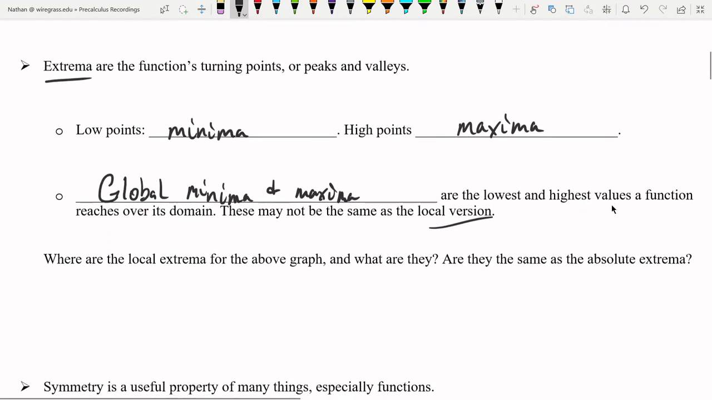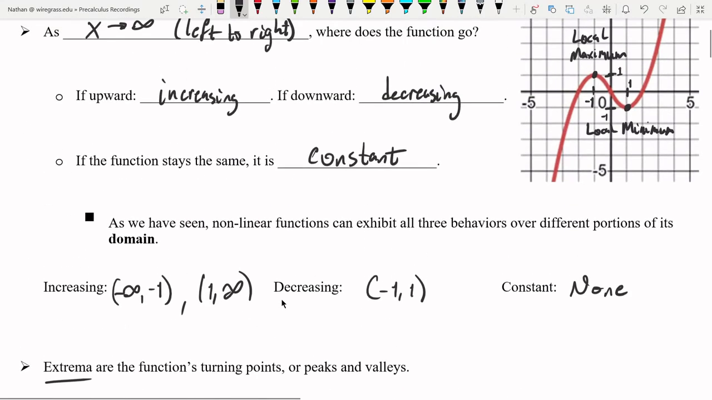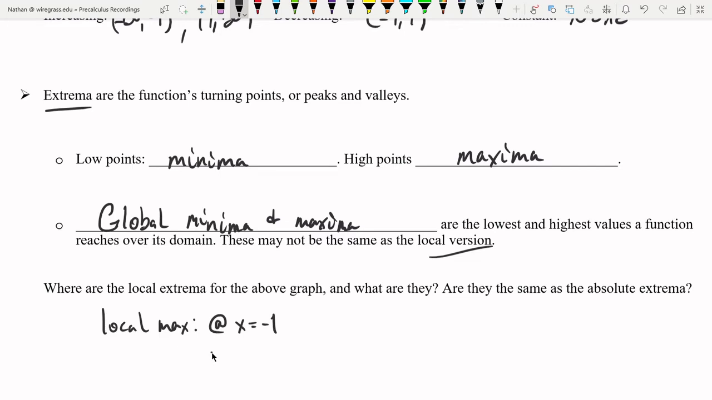So it's located at the x value. The local max was at x equal to -1, right? The maximum was located at the x value, and it is y equal to 1. That's what they are, the y value. The local minimum is located at x equal to +1, and it is y equal to -1.